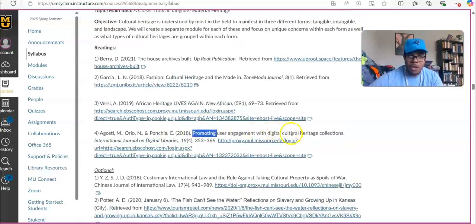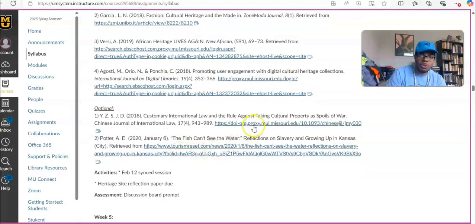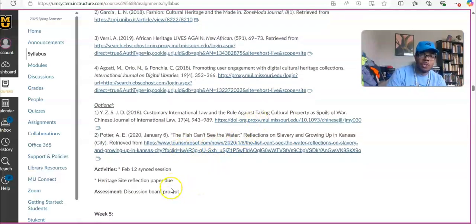Digital collection, digital curating of physical objects still counts as tangible heritage, even though you're accessing it in an intangible way. So that's why we have this particular reading here, and then you have some optional supplemental readings there.